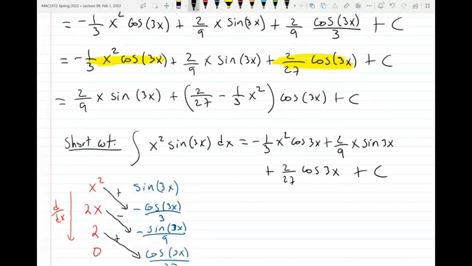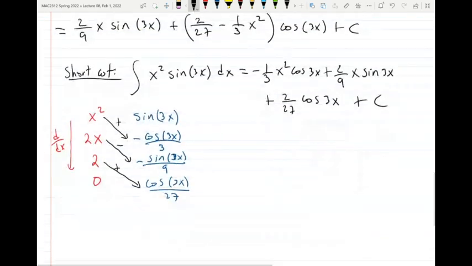So, you know, if this would have been to the 5, you know what to do. Just keep doing derivative until you get 0. You will have 2 more terms, but then you can do it quicker. But that only works when you have polynomial times sine, or polynomial times cosine, or polynomial times exponential. That's it. Okay? So, you can use it.